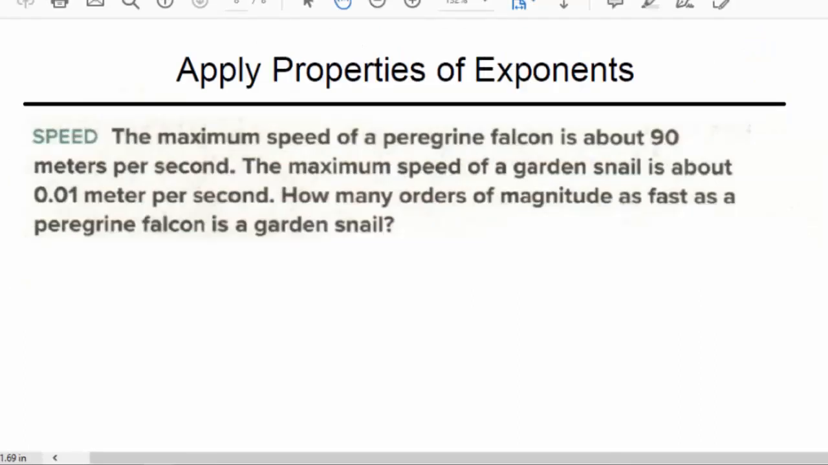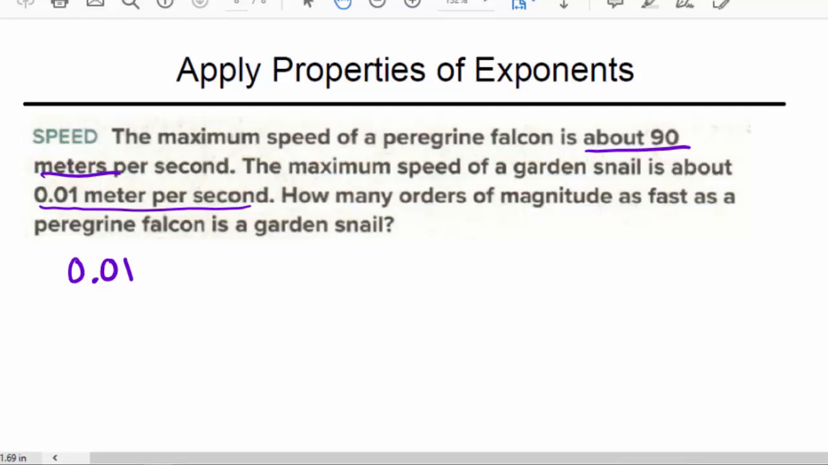Okay, for the last example here, they want us to apply properties of exponents. The maximum speed of a peregrine falcon is about 90 meters per second. The maximum speed of a garden snail is about 0.01 meters per second, so a lot slower. The question I want to know is how many orders of magnitude as fast as a peregrine falcon is a garden snail? Now, the easiest way to do this would be to do it in orders of magnitude, powers of 10.